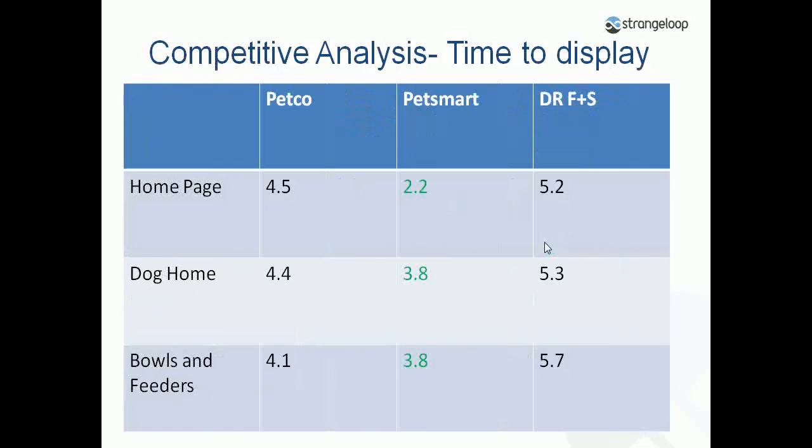I then looked at my competitors, and the first thing I looked at is how long it takes for a page to display. So my site, if I'm Petco, 4.5 seconds. PetSmart's homepage, 2.2. The dog's homepage, 4.4 versus 3.8. 4.1 versus 3.8. I highlighted in green the winners. So if I'm trying to get a compelling case to benchmark my site's performance, one of the things I want to look at is time to display.